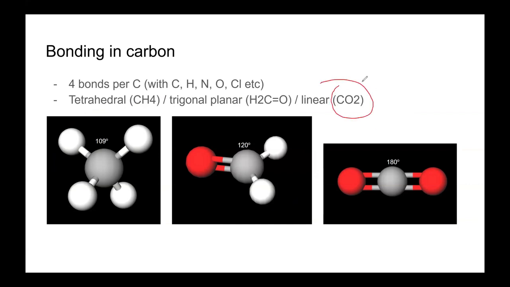Then the last case I'm going to cover here is the linear case. An example of this linear case is carbon dioxide, or CO2. But usually we don't consider carbon dioxide an organic molecule. It's just here to show the bonding. So the bonding is 180 degrees because these two electron groups want to be as far away from each other as possible. So both are one sigma bond and one pi bond.